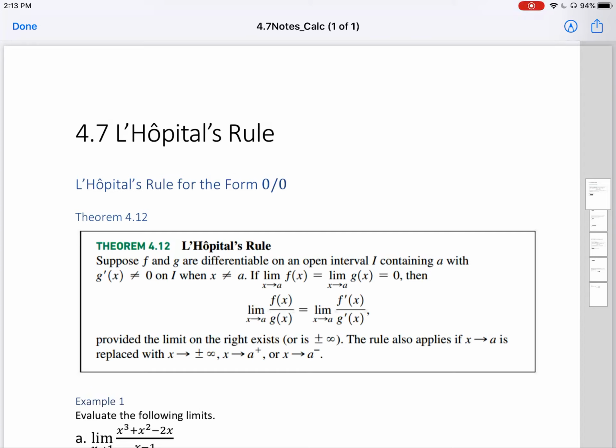Section 4.7 L'Hopital's rule. L'Hopital's rule for the form of 0 divided by 0. Let's begin with Theorem 4.12.